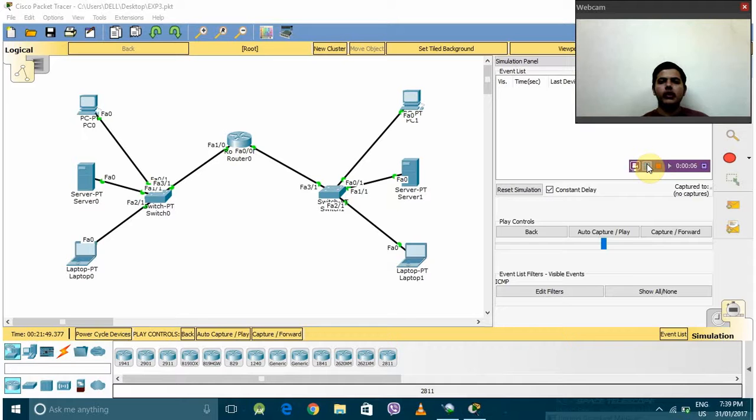This is my experiment number 3 for computer networks lab, and the title of this experiment is IP addressing and subnetting. As you can see here, I have created two networks and connected them with a router. The two networks consist of 3 end devices connected to a switch, and those 3 end devices include one PC, one server and one laptop. Here I have assigned IP addresses to these end devices.